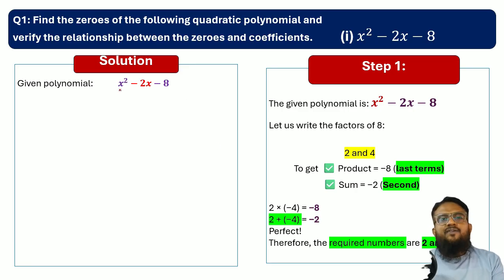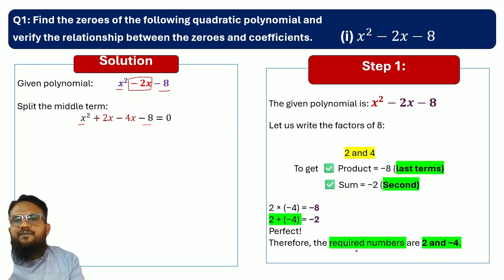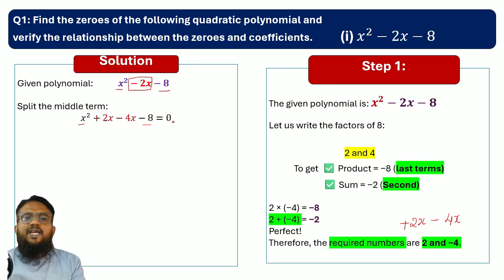So the given polynomial is x square minus 2x minus 8. You simply write the first term x square and the last term minus 8. You only change the middle term minus 2x. Instead, you write it with the required numbers you found, that is 2x minus 4x. So you just change minus 2x into plus 2x and minus 4x.